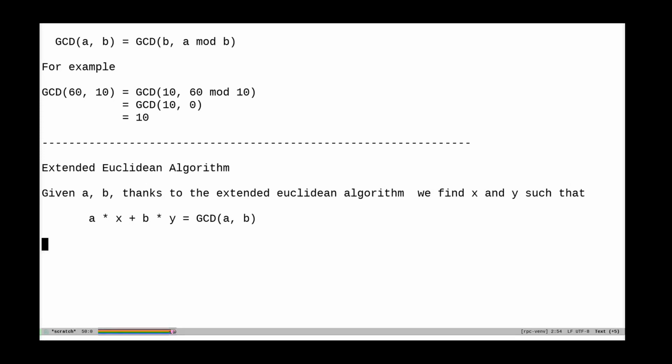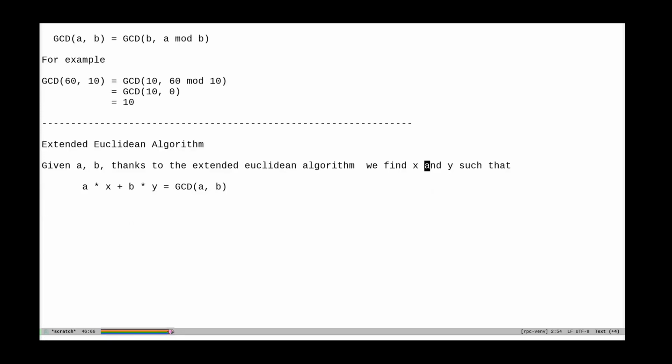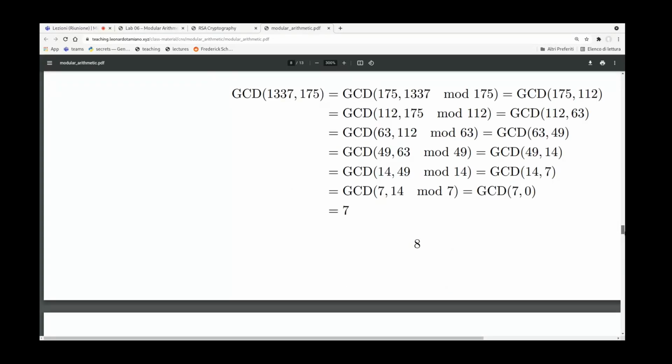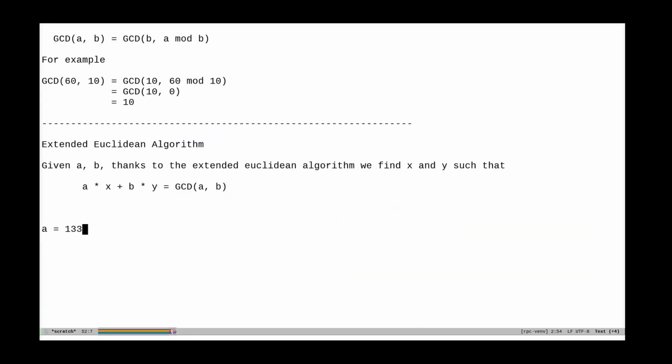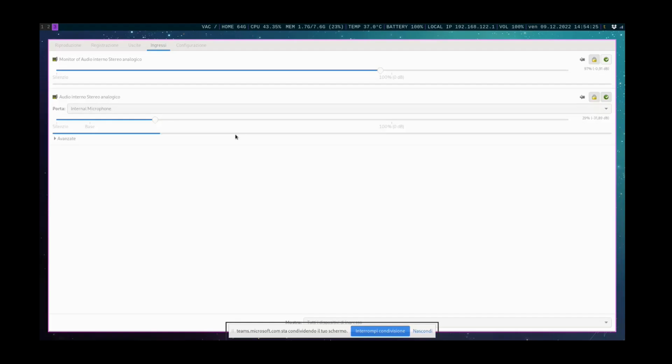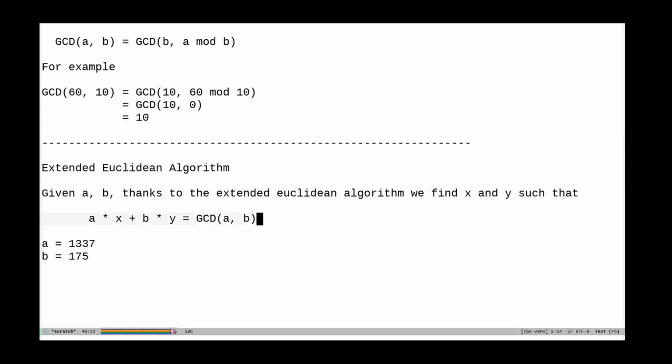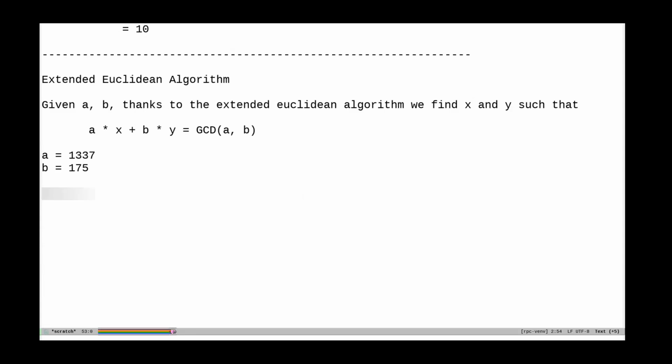Let me give a numerical example. For example, A is 1237 and B is 175. So how do we go about finding this kind of identity? This process is a bit boring, and one has to be careful with the computations, but essentially you start with your numbers, A and B.